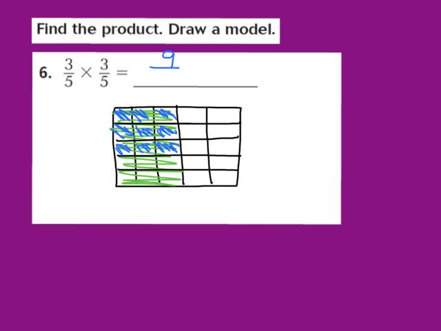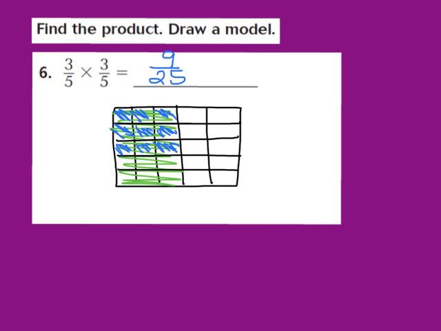Now our next step is going to be this. We now need to count the total number of rectangles within the larger rectangle. So let's go ahead and make our count. I know that there's 1, 2, 3, 4, 5 rectangles going across, and I know that there's 1, 2, 3, 4, 5 running up and down. I know that 5 times 5 is going to give me 25, so there's a total of 25 smaller rectangles within the larger rectangle. So that tells me that 3/5 times 3/5 gives me a product of 9/25.